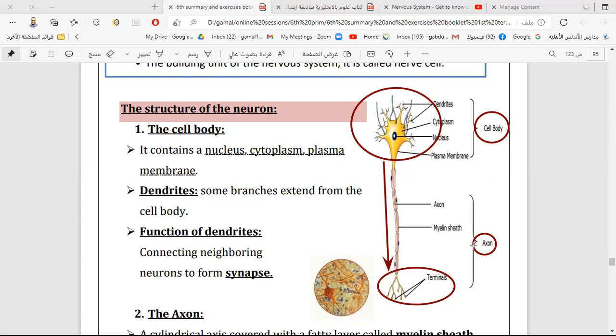Through the nerves and reaches all body organs. Okay? So the axon may be 1 meter in length.